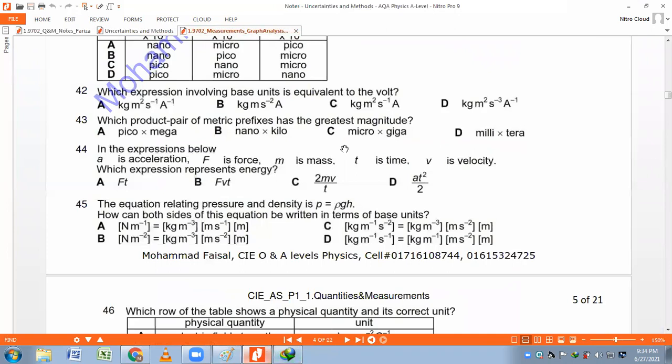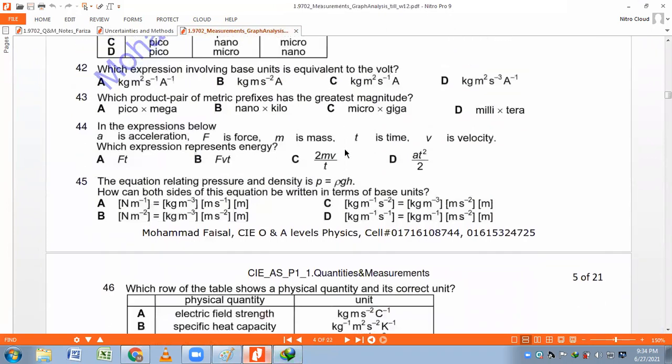Sir, I'll send the song later. Let me finish the class first. So just because I was looking at this part, that how can the both sides of this equation be expressed in terms of the base units. So you have to be able to do this thing, that pressure equals to rho g h.